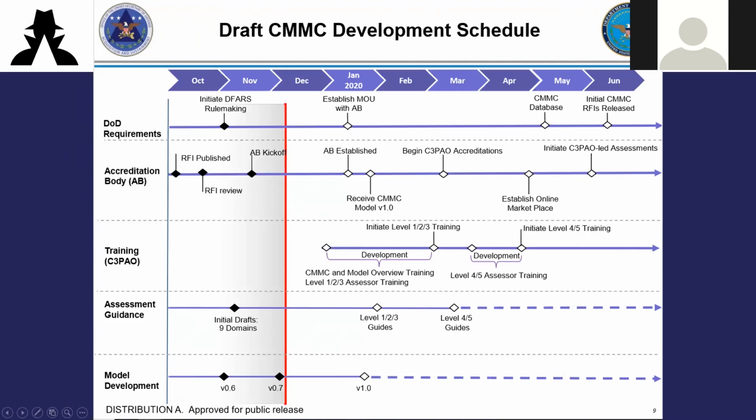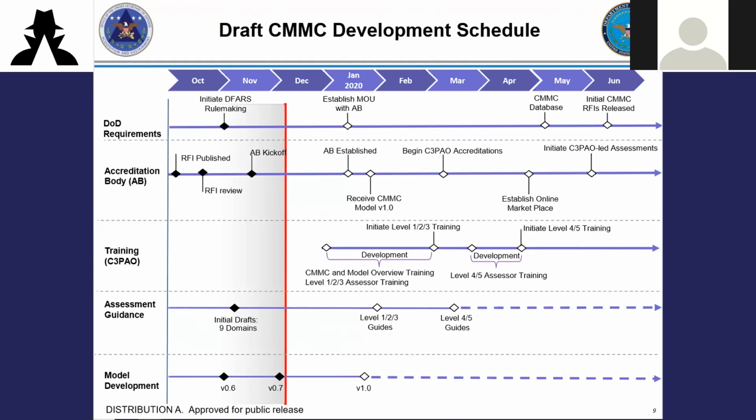Again, this slide recently came across and I decided to drop it in. Right now, starting at the bottom, all development, we're at .7. Version 1.0 is still due in January. Assessment guidance, there are some drafts. Hopefully we're going to see the level 1, 2, and 3 guides coming out in January, and level 4 and 5 in March. Training is supposed to begin in March, I believe, for the certifiers, or maybe even January, and level 4 and 5 will be in March going forward.